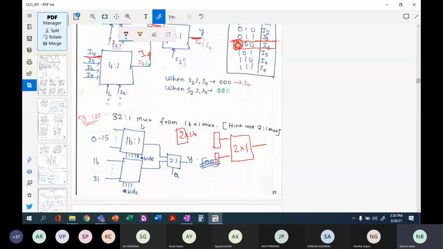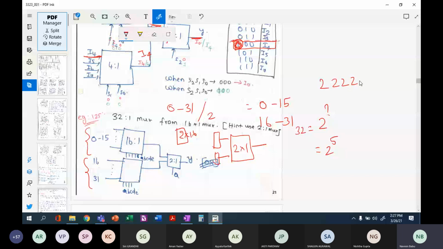So if it is a 32 cross 1 multiplexer, my inputs will range from 0 to 31. So when I divide this by 2, one multiplexer will have inputs from 0 to 15, and my second multiplexer will have inputs from 16 to 31. That's what is written here, 0 to 15 and 16 to 31. And how many select lines? 32 corresponds to 2 power what? It is 2 power 5. Am I right? 2, 4, 8, 16, 32. Okay, so 2 power 5.